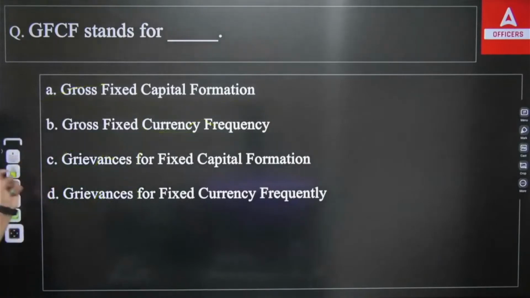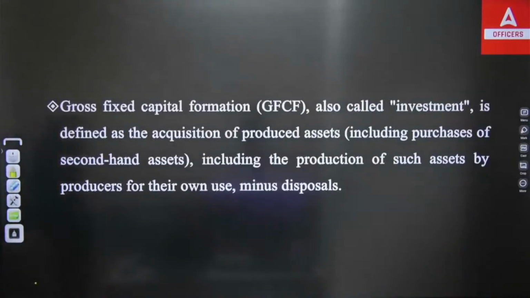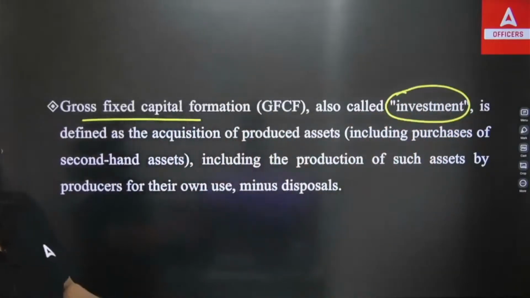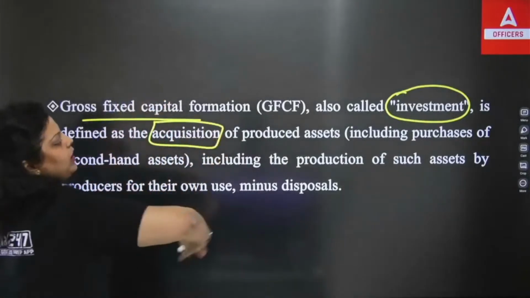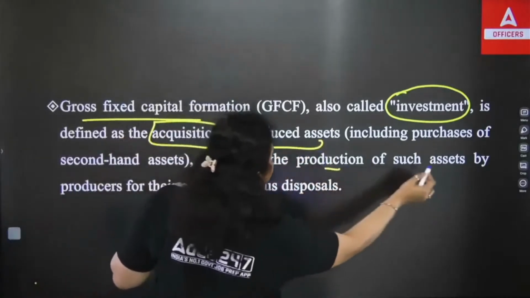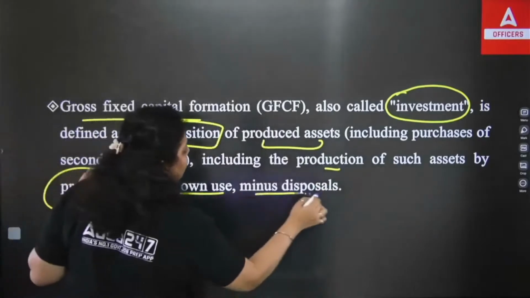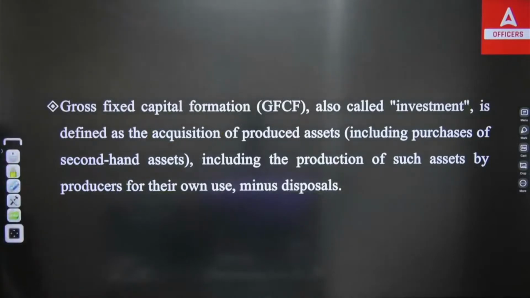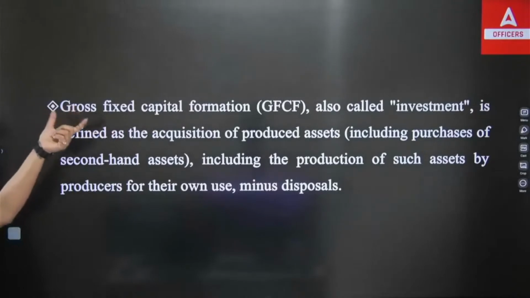Okay, we are talking about gross fixed capital formation. Now, what does this mean? Let's understand GFCF. First of all, remember the full form, gross fixed capital formation. It is also called investment. It is defined as the acquisition, the taking over of produced assets. That will include the production of such assets by the producers for their own use, minus the disposals. It will also include your purchase of second hand assets. And you have to deduct the disposals. That is known as gross fixed capital formation. The capital formation you have done at the gross fixed level will be covered under the GFCF.